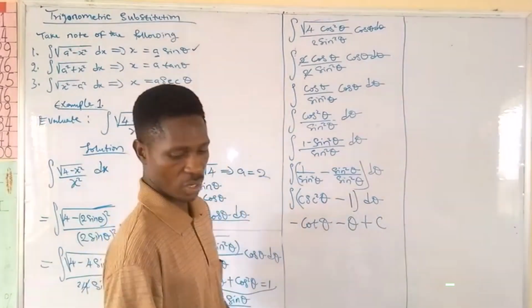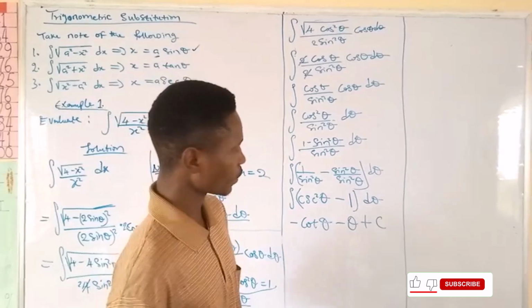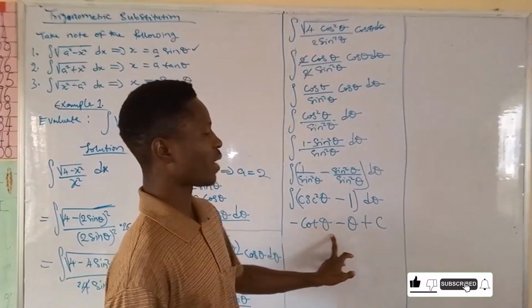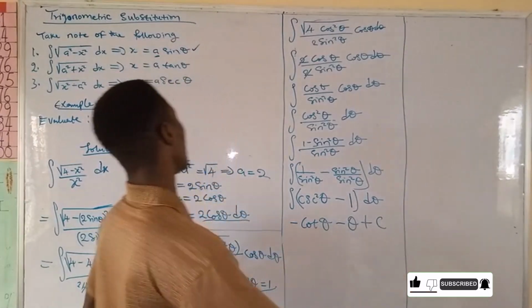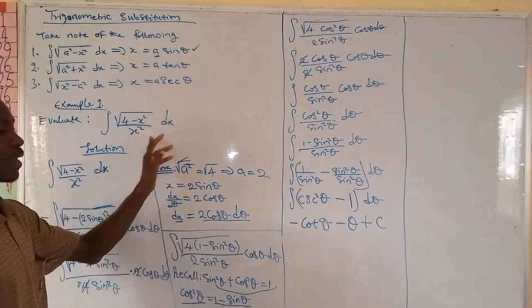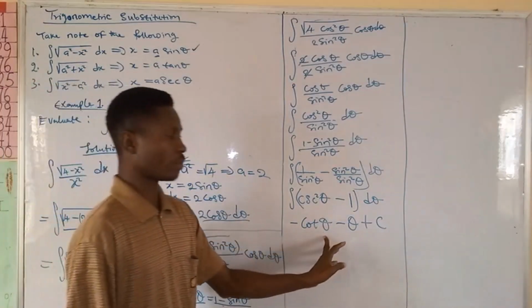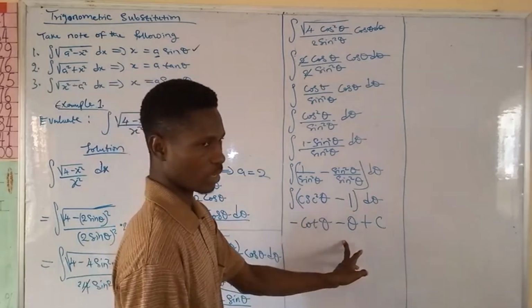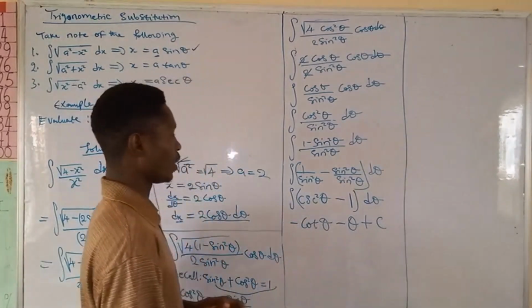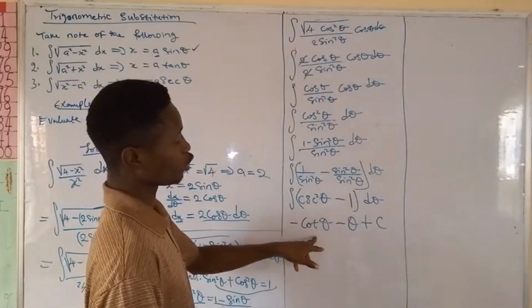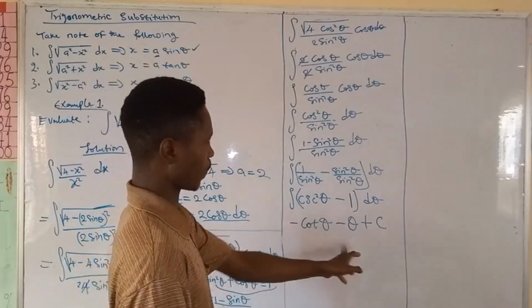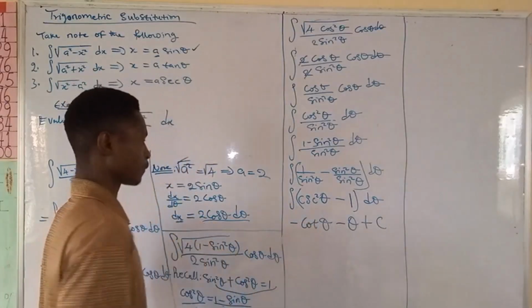But now the big question is, can we leave our answer this way, knowing that our question is a variable of x? So our answer cannot remain as a variable of what? Theta. So what do we do? We try to reintroduce what? Our x. So how do we do that?